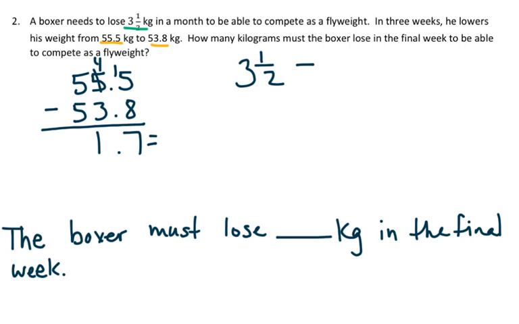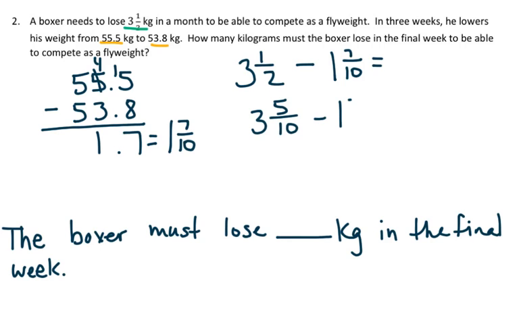Now, 1 7/10, this is the decimal. The fraction form would be 1 7/10. So I'm going to write it that way here. We're going to find the common denominator. So this becomes 3 5/10 minus 1 7/10. This is going to be 2 15/10 minus 1 7/10.